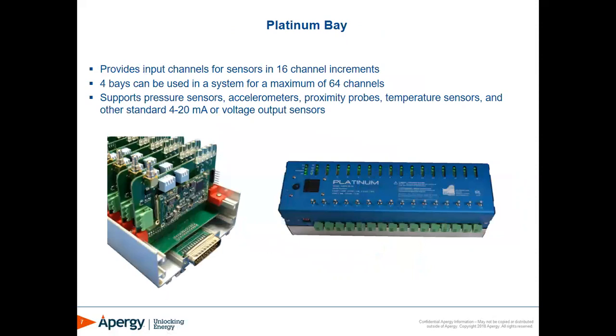Last is the Platinum Bay. A bay comes with up to 16 channels. Each channel can be configured for any kind of sensor. So it can be configured for an accelerometer, a prox probe, an engine pressure sensor, a compressor pressure sensor, different kinds of 4 to 20 milliamp process sensors, temperature sensors. We can have up to 4 bays in a cabinet for a total of 64 channels.